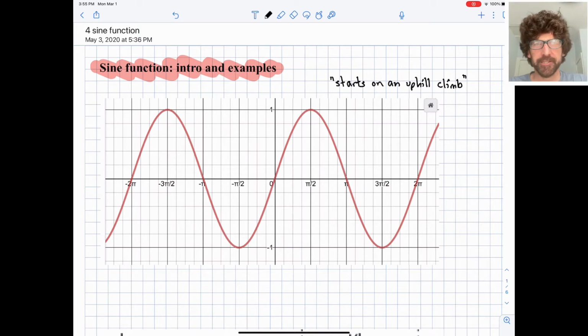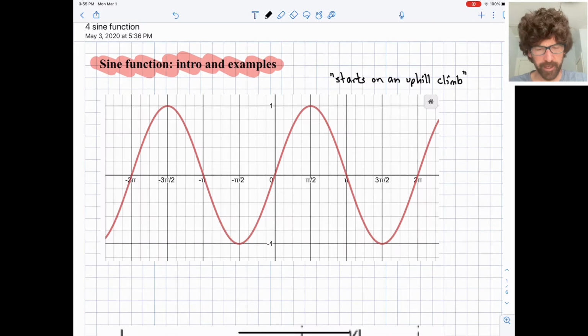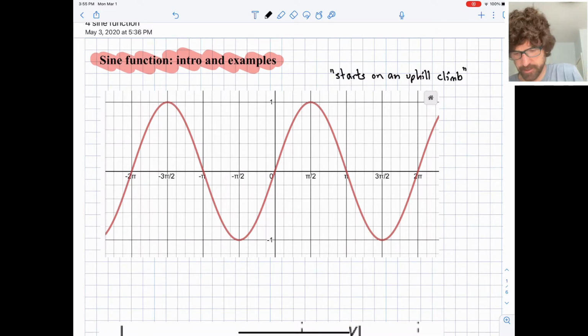All right, this is a video for Algebra 2 in our unit on trigonometric functions, video on the sine function. We'll start with an introduction and then do a few solved examples. So I'm showing you a graph of y equals sine theta right here. So this is just the core parent sine function.